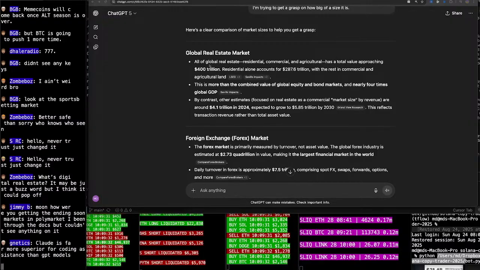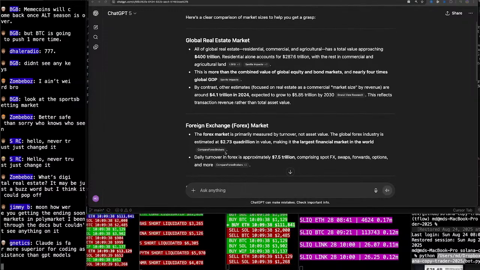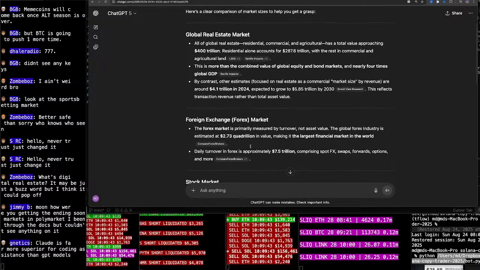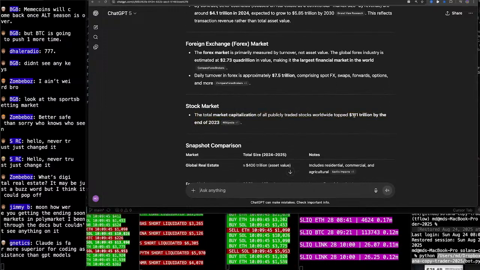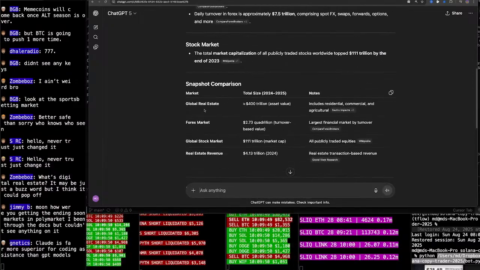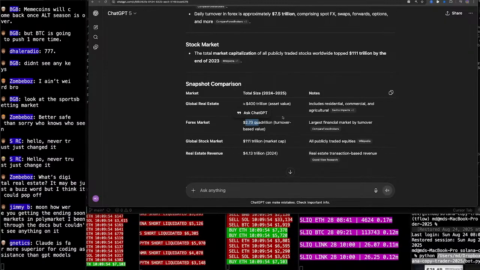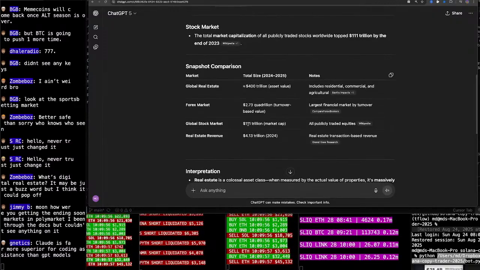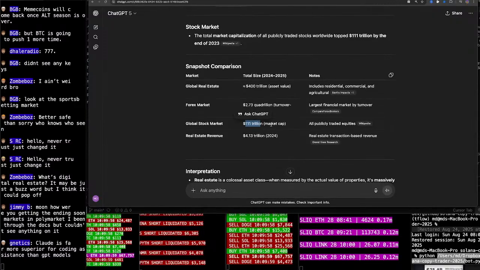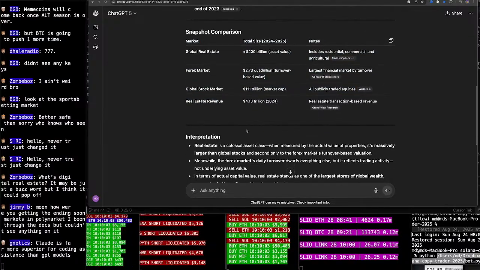Global real estate market is 400 trillion. Residential alone is 287 trillion. Foreign exchange is 2.7 quadrillion. That's crazy. Stock market is 111 trillion. So real estate is bigger than the stock market. Global real estate, 400 trillion. Forex, quadrillions. Stock market, 111 trillion. Real estate revenue, 4.13 trillion. Interesting.